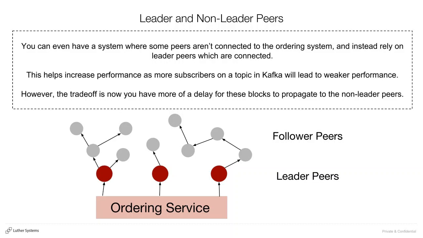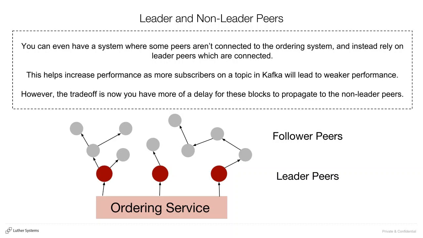You can configure it so that only certain peers are connected, and the rest of the peers receive the blocks through this gossip-based protocol. So there's a notion of leader peers. The leader peers are ones that are connected to the ordering service, and they will receive the block immediately from the ordering service, and then hand them off to the other peers, the non-leaders, using the gossip protocol. Why would you do that?